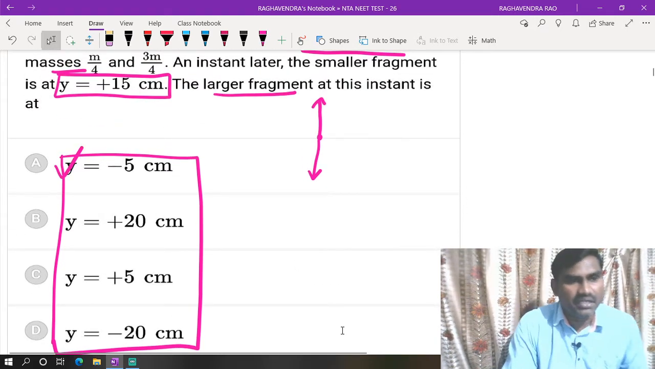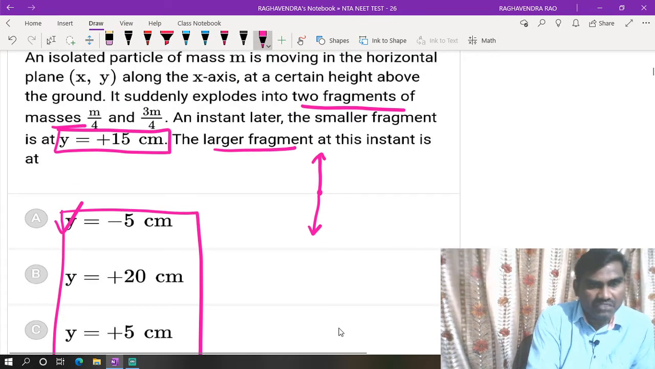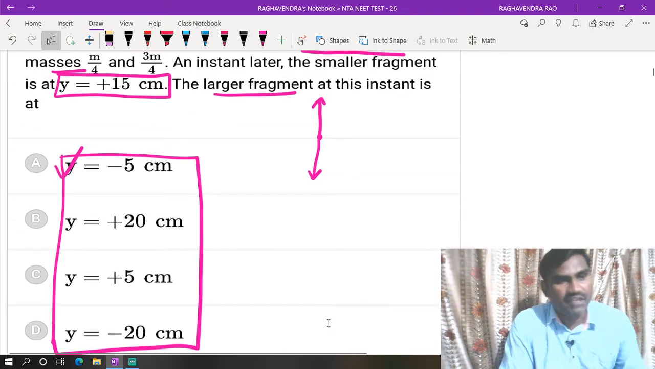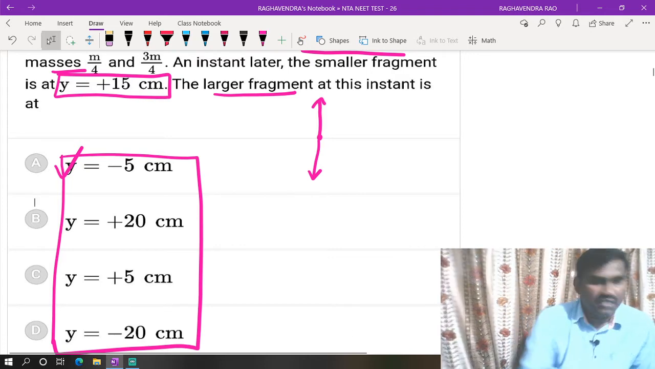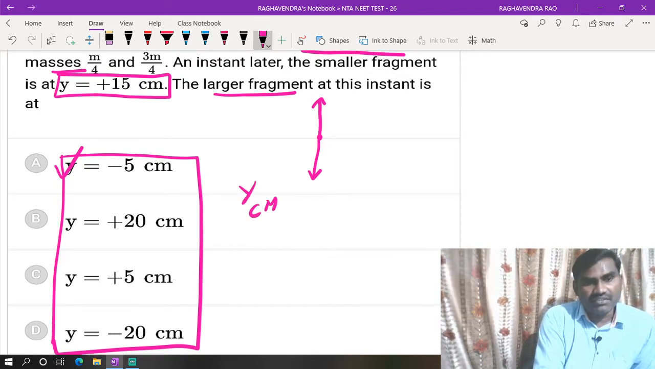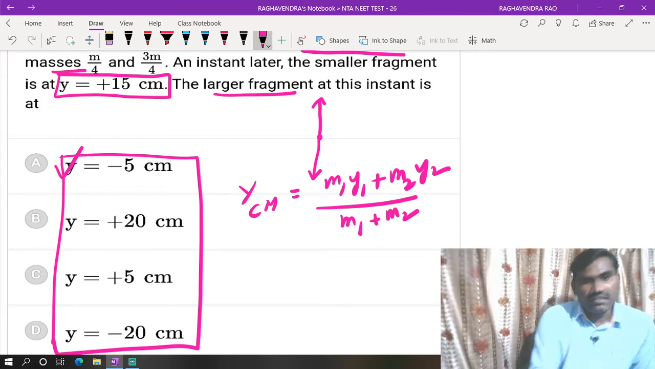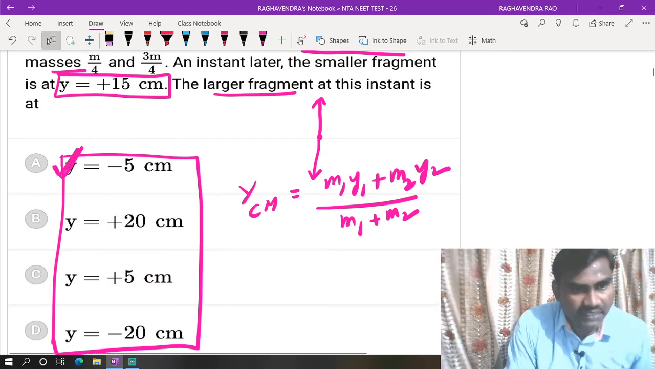So without any calculations we can say y is equal to minus 5 centimeters, because as it is moving along the positive y-axis, the larger fragment will go a much lesser distance, less than that 15, only 5. So it is along the negative y-axis, and we can say minus 5 directly. Otherwise we can go with the center of mass, which we can take as (m1y1 plus m2y2) by (m1 plus m2). Now y1 is plus 15, and the m1, m2 values are given. So from this also we can calculate y is equal to minus 5 centimeters.